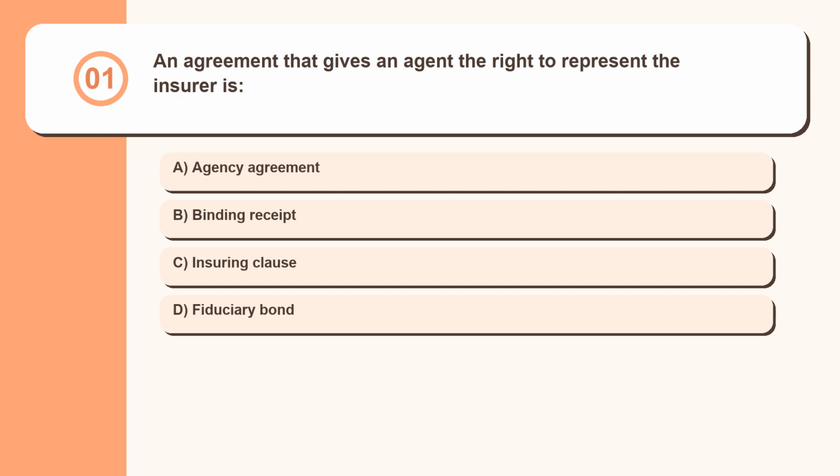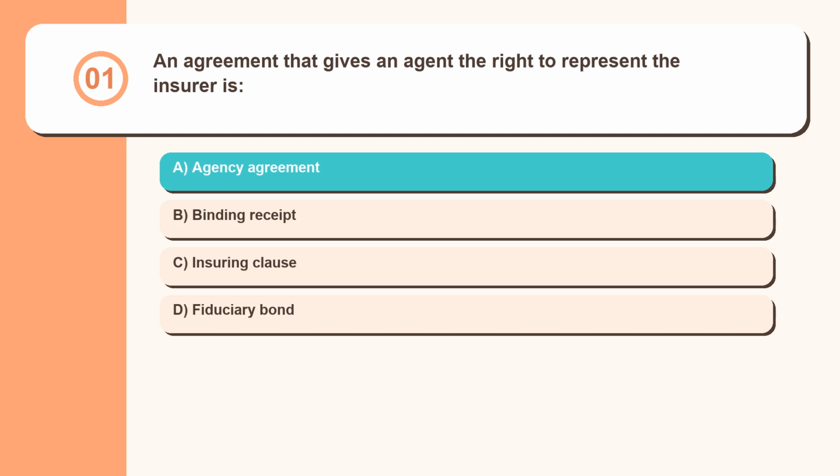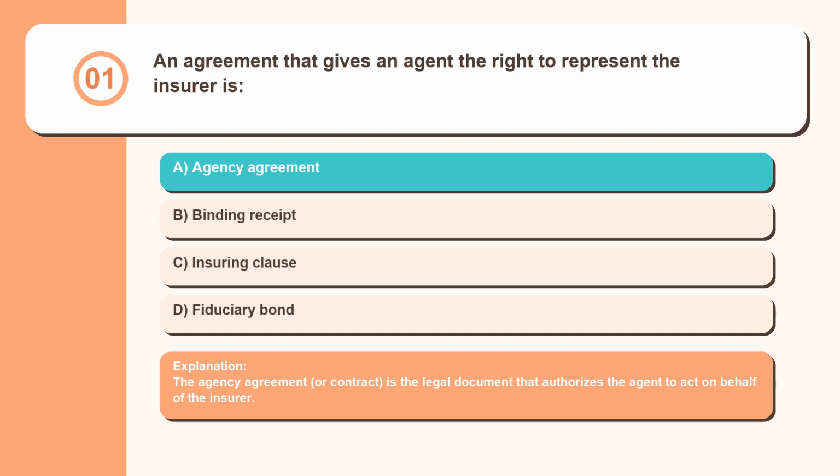Question 1. An agreement that gives an agent the right to represent the insurer is agency agreement, binding receipt, insuring clause, fiduciary bond. The agency agreement, or contract, is the legal document that authorizes the agent to act on behalf of the insurer.